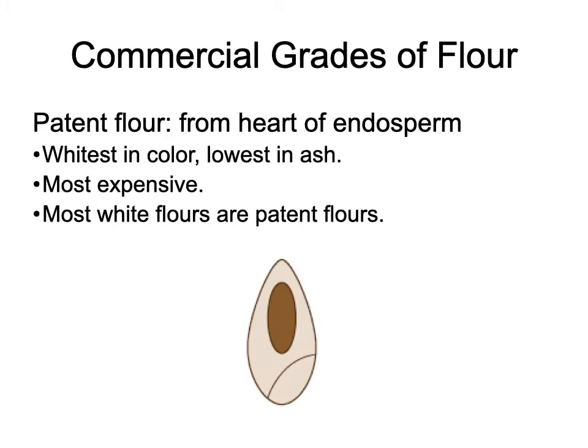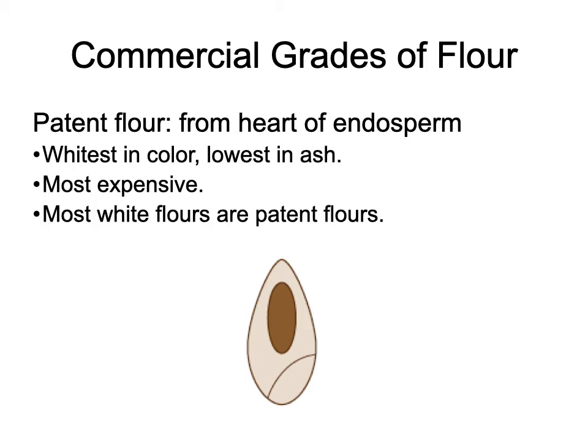So commercial grades of flour, there are patent flours, and most of our flours are in the patent flour family. They are the more expensive flours. They're the whitest in color, but they usually come from the center here, the dark area, of the endosperm. And that's primarily what we consume in the United States, whether it be all-purpose flour, cake flour, pastry flour, bread flour, all of them are in the family of patent flours.